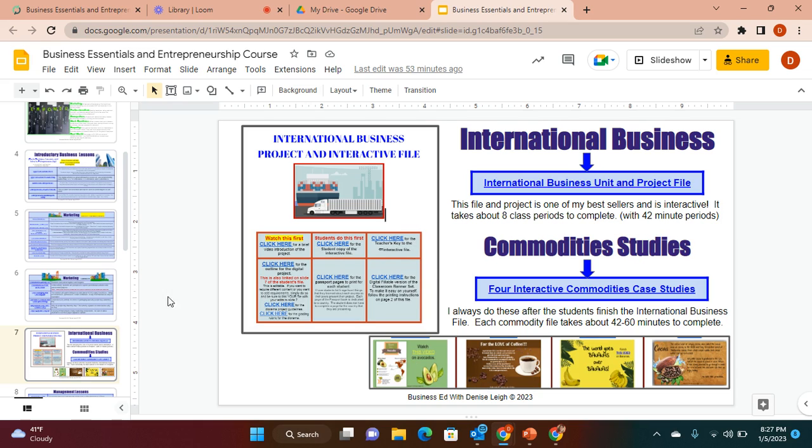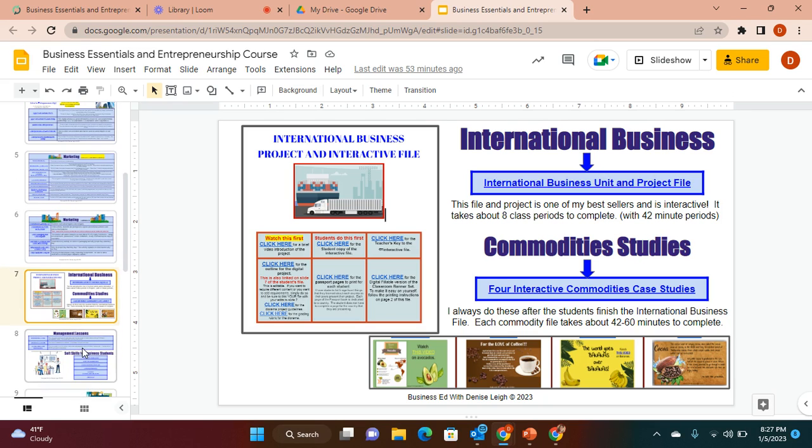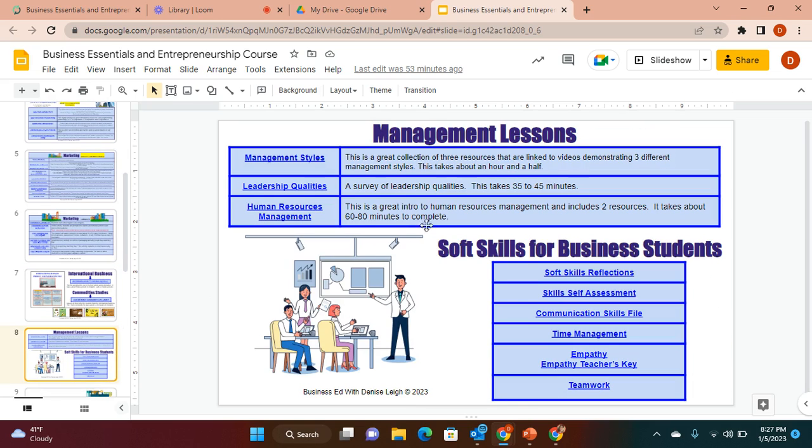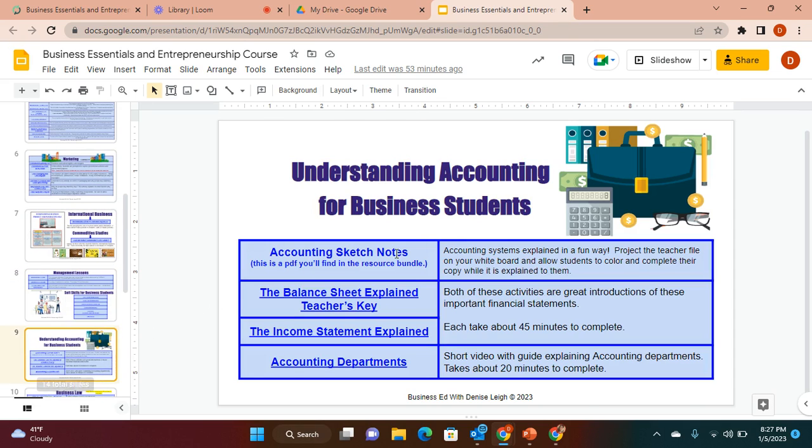Some of these even have virtual field trips to container ships and ports, and places where they grow bananas and coffee beans. After that, we talk about management styles, leadership styles, and I show some management styles through Hollywood movies. Down here, there is a soft skills and business for business students lesson library, soft skills such as communication skills, time management, empathy, teamwork, and they also have a self-assessment to do.